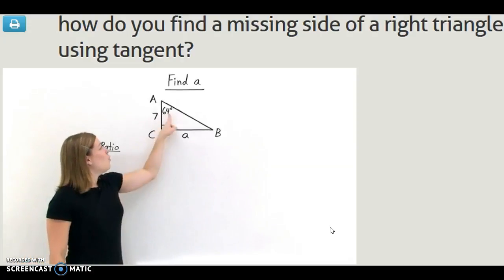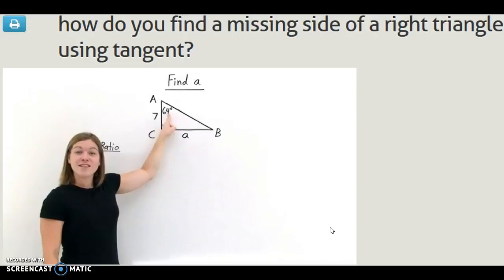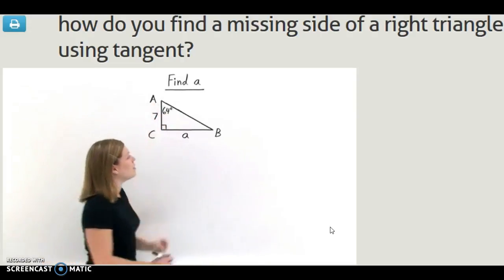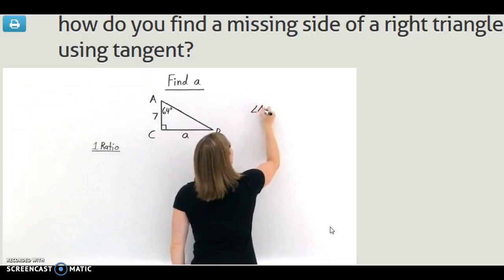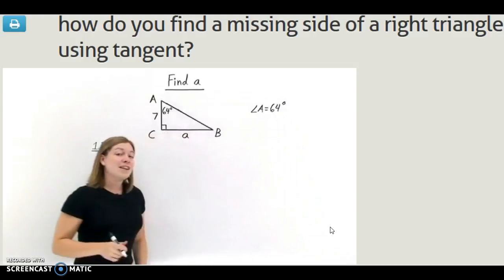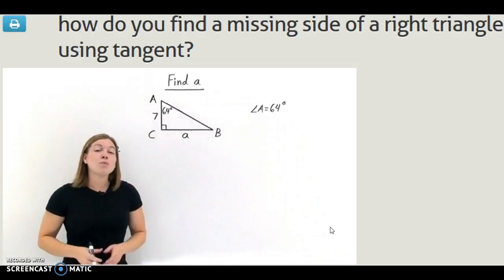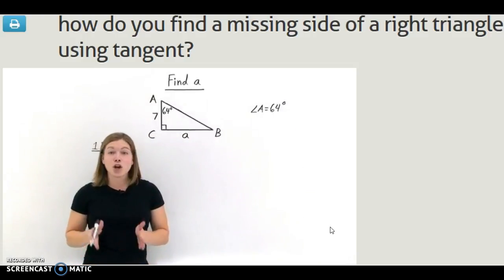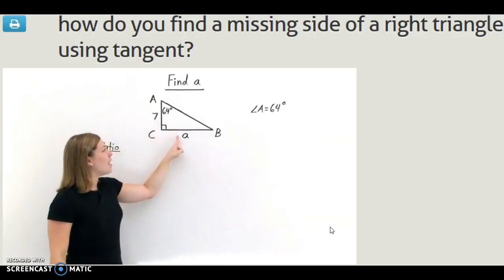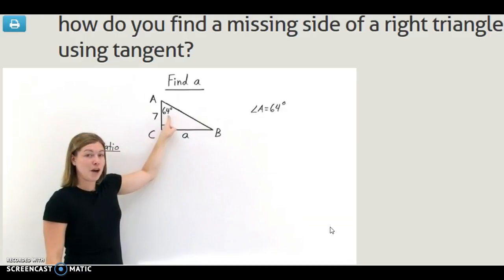So here, we know the measurement of this angle, 64 degrees. And in this right triangle, this angle is labeled as angle A. So, angle A is equal to 64 degrees. Now let's look at our sides. Because we know we're going to use either the sine, cosine, or tangent ratio, we need to figure out how each of our sides is related to our angle that we know.